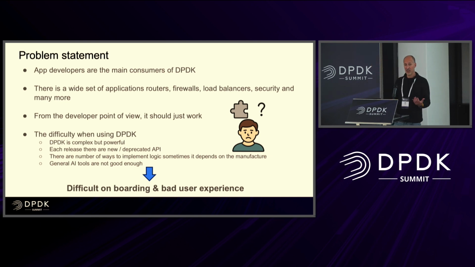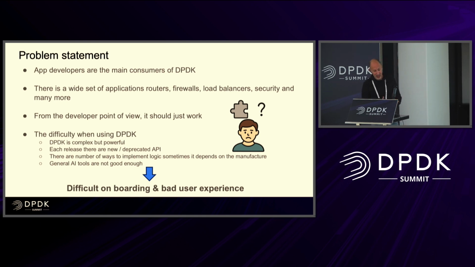He encounters some difficulties. For example, DPDK is complex, and by definition it's also powerful. It's powerful and complex, so how do you do stuff? The learning curve is steep. There are releases; we are a live community. Each time we introduce new features, and sometimes we deprecate features. There are a number of ways to implement anything, especially, for example, RTE flow. Each company has its own way of doing things, its own best practices. So how can a simple developer know what the best practices are?